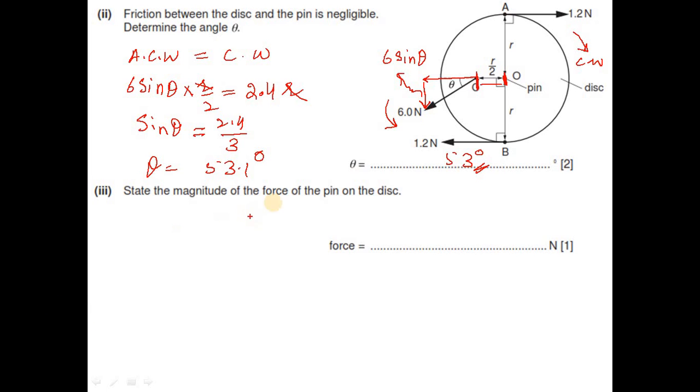State the magnitude of the force of the pin on the disc. Clearly, on the disc we have a 6 Newton force acting in that direction. The disc is in equilibrium, which means all forces must be balanced. So left forces must be equal to right forces, and upward forces equal to downward forces. According to Newton's third law, if we have a 6 Newton force acting in that direction, the pin is applying a 6 Newton force in the opposite direction in order to balance and remain in equilibrium. So the force of the pin on the disc is 6.0 Newton.